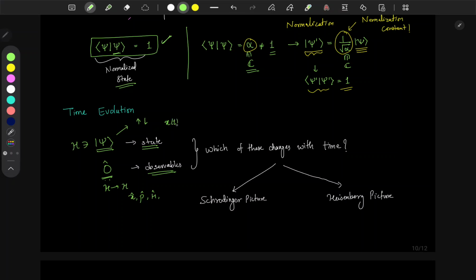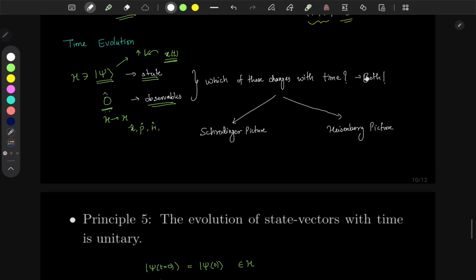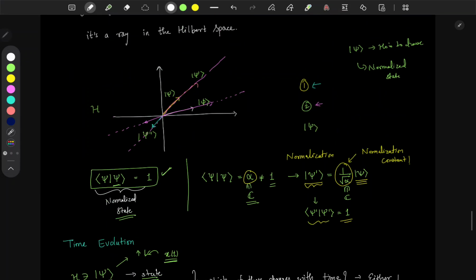We used to find how the position changes. So in classical mechanics, this was the state, and so the changing of state makes sense. But here the position is the operator, so an operator changing with time also sort of makes sense. So what does change exactly with time? Which of these changes with time? And the answer is, sorry, not both, I should say either of these can change with time.